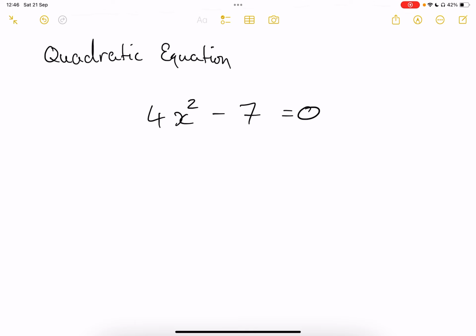I'm going to change one thing again. This is still a quadratic equation because the highest power on the variable is still 2. I'm going to change one more thing. This is still a quadratic equation because, again, the highest power on the variable is 2. But now, I'm going to change just one thing. Watch what I change. This is not a quadratic equation because the highest power on the variable is not 2.